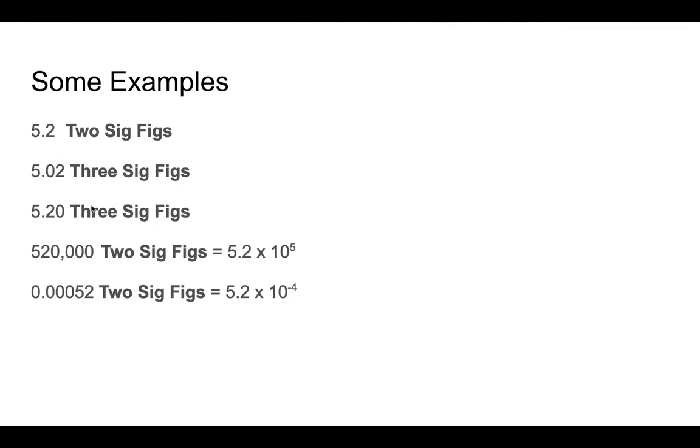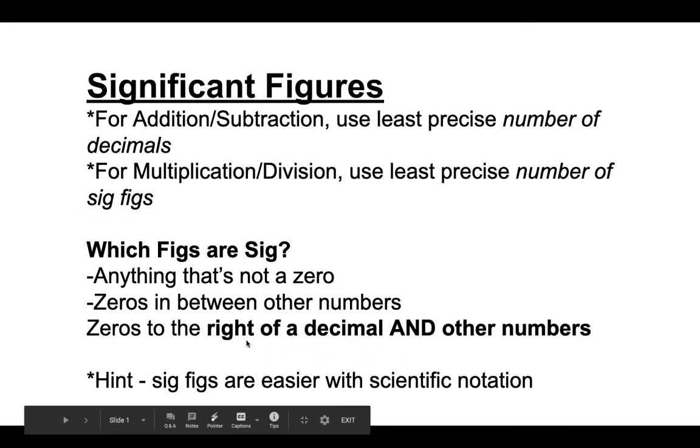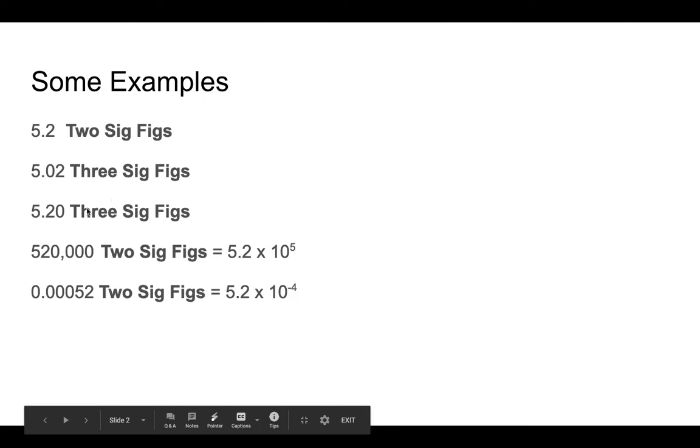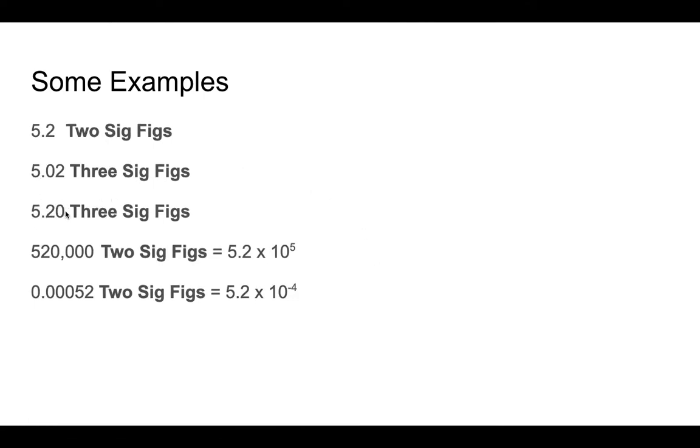This third example is getting at the last point from the previous slide, zeros which are at the end of decimal numbers. So here we have the 5, and then we have the decimal, and then we have a 2 and a 0 at the end. So anytime you have a 0 at the end of a decimal number, that is significant, and I'll talk more about that in the next slide. But because this is a 0 at the end of a decimal number, it is significant. So 5.20 has three significant figures.